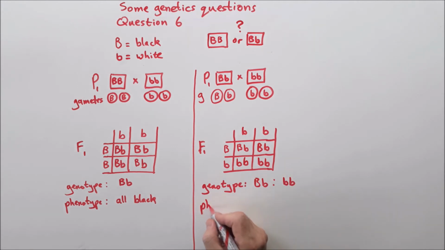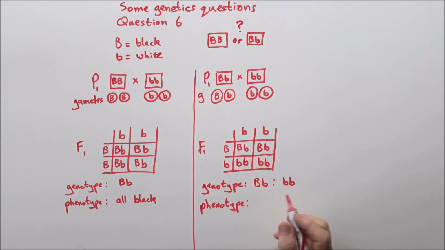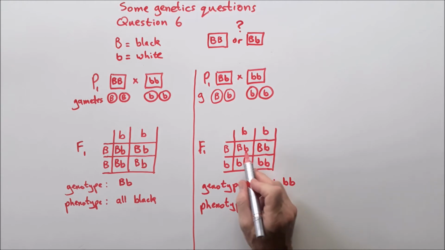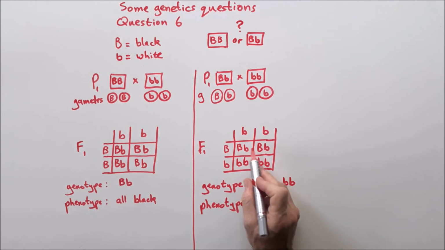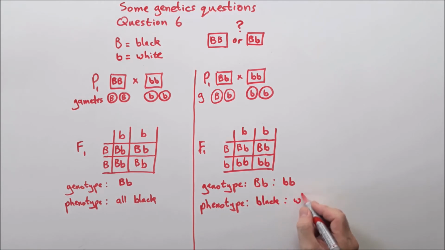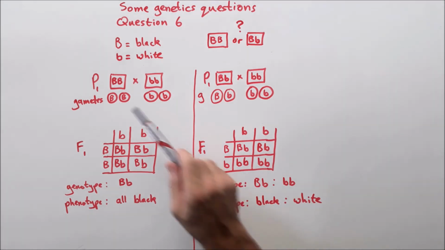The phenotype would be heterozygous. It's 1 is to 1, 2 is to 2, same as 1 is to 1. So it'll be black is to white. So now having a look at this, we have two possible scenarios.